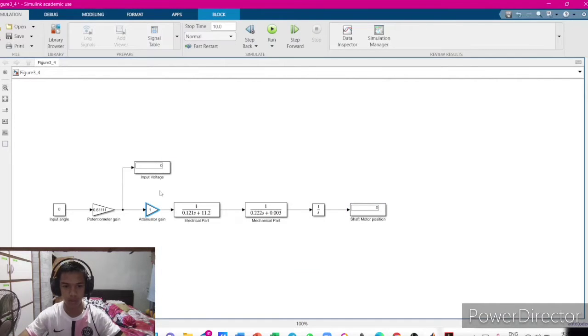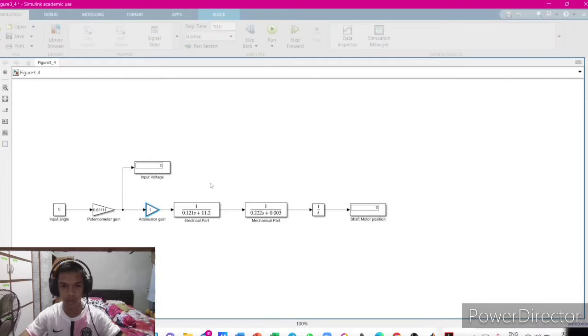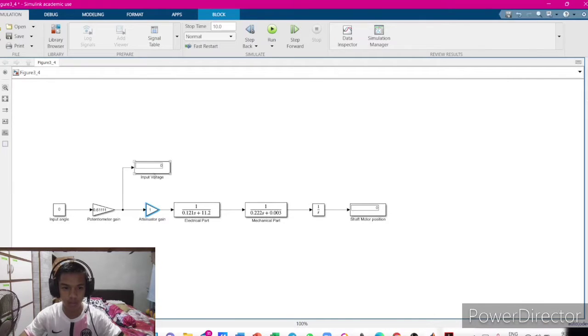We set to 1. Then we see the result. Same, the input voltage 0, shaft motor position 0. Then we increase again to, for example, 8. We see the same, the input voltage is 0 and the shaft motor position is 0.